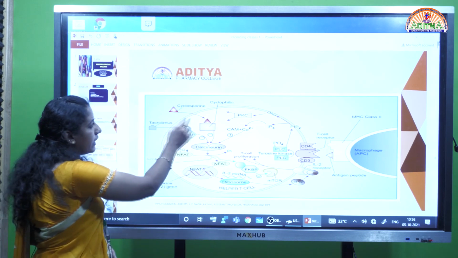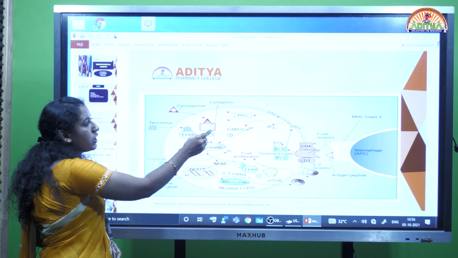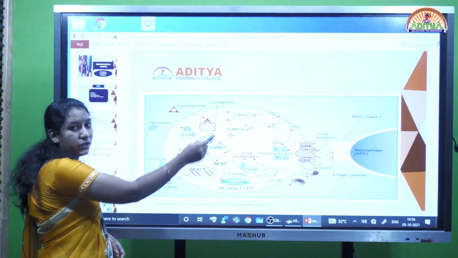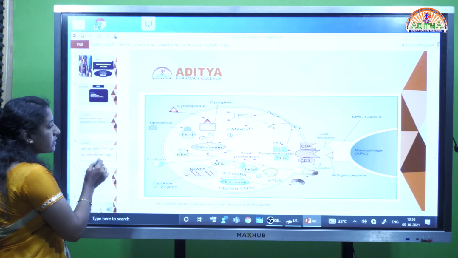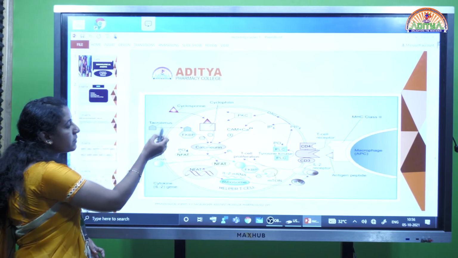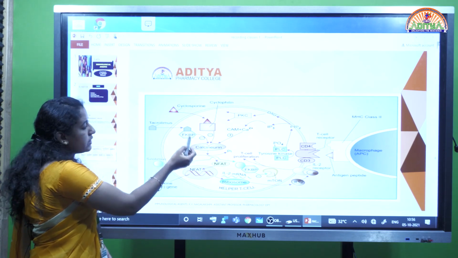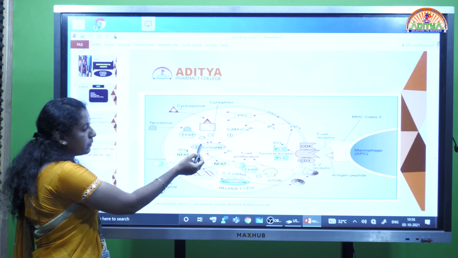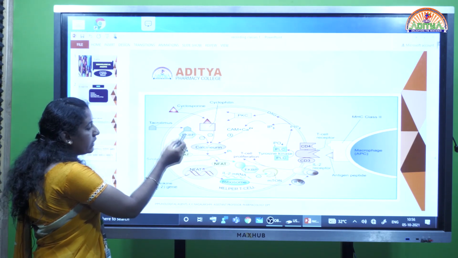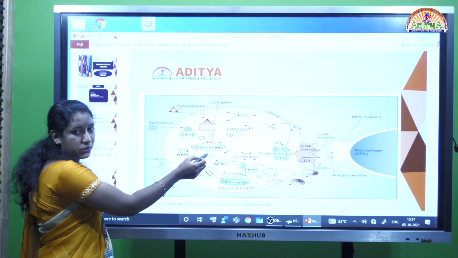So this cyclosporin, the calcineurin inhibitor, will bind with the intracellular protein known as cyclophilin and inhibit the activation of calcineurin. And the next drug is tacrolimus. So tacrolimus will bind with another protein, the FK binding protein. For the activation of calcineurin, we also require another protein known as FK binding protein. So this tacrolimus will bind with this FK binding protein and will inhibit the calcineurin activation.